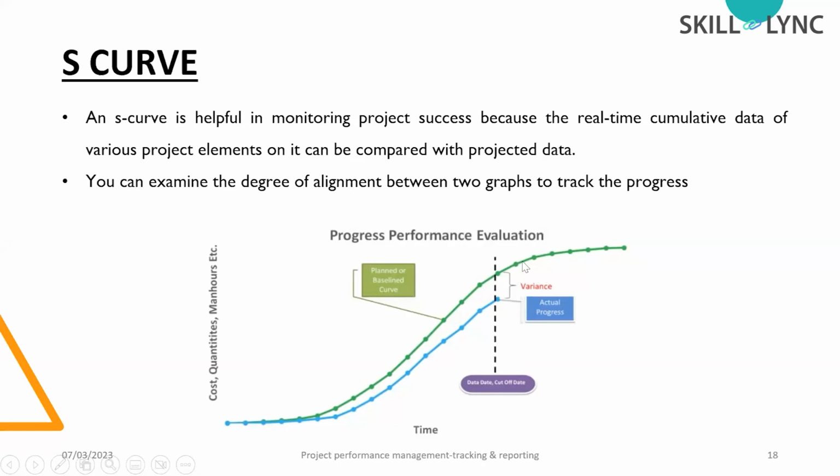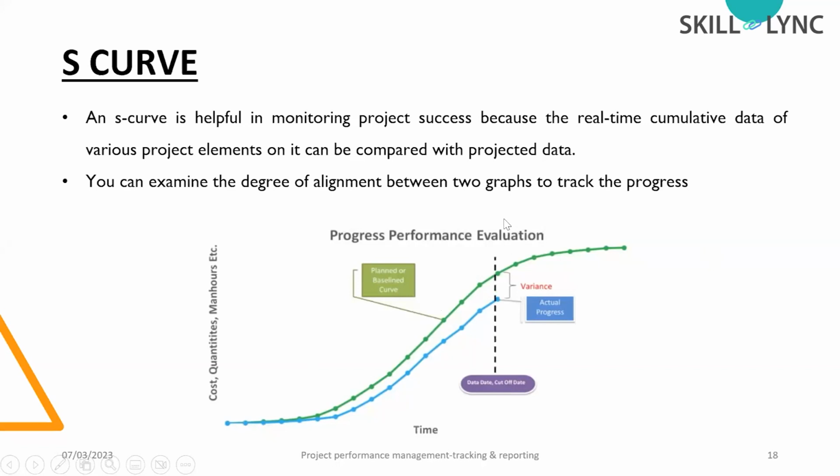So this difference will give you a clear idea about how your project is performing according to the cost, the quantity, and the man-hours. That will give you the proper productivity or performance measure. Here we can see two different colored graphs or S-curves. One is in green color, that is the planned one. The other one is the actual progress.